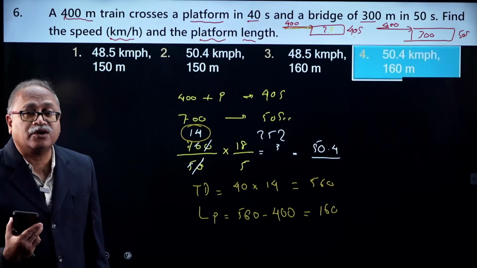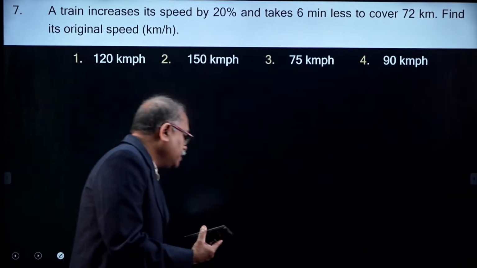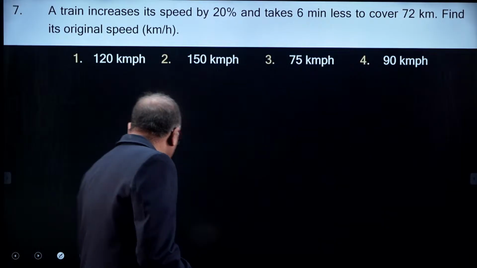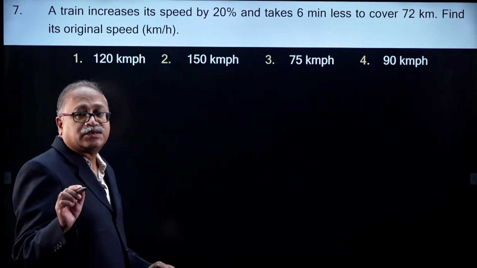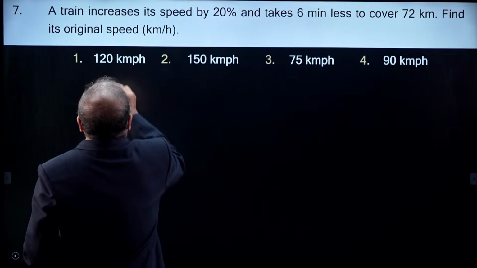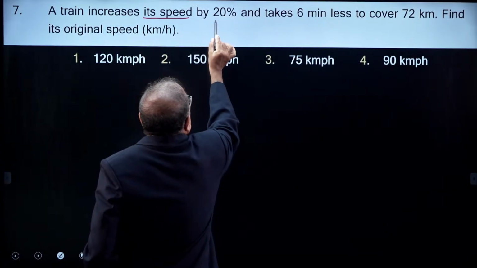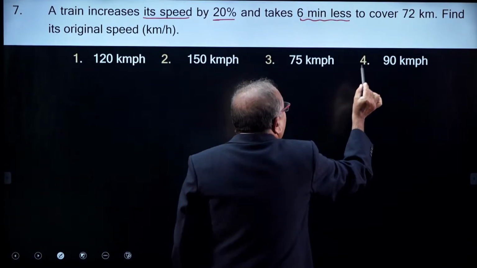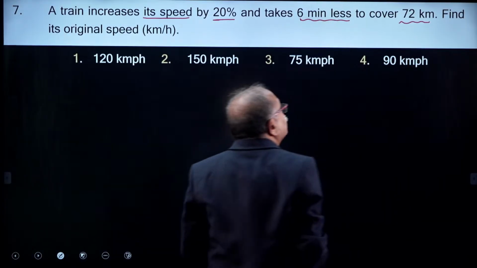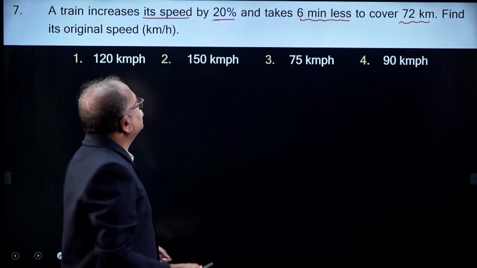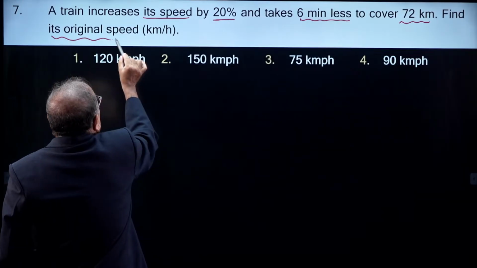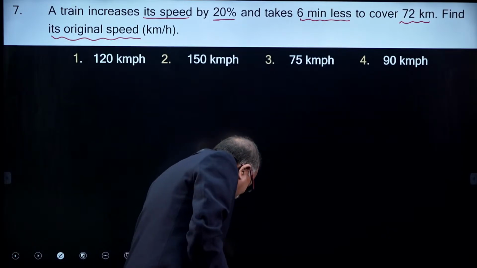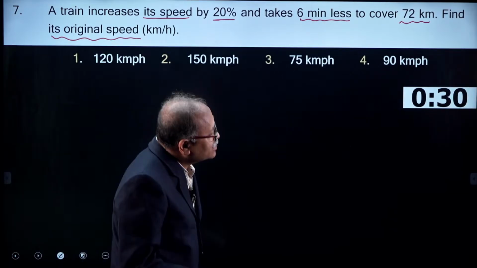The next question on your board is this. Let's check what is there in this question, and then I give 30 seconds for you. So, here it says a train increases its speed by 20% and takes 6 minutes less to cover a distance of 72 kilometer. Very simple question. Find its original speed. A person like Pandu doesn't need 30 seconds to answer the question.